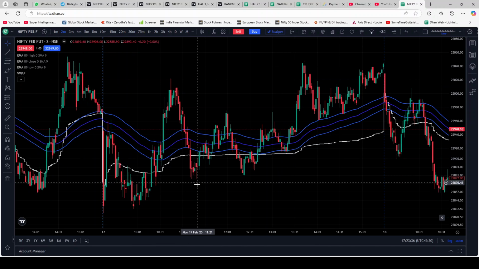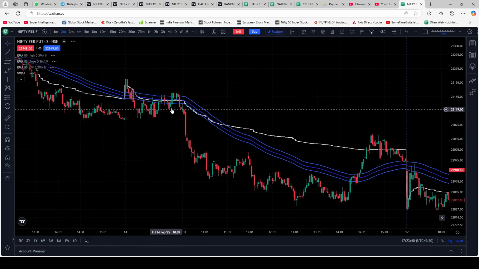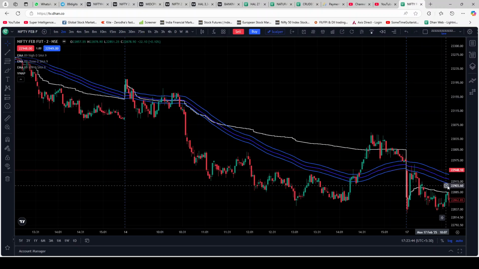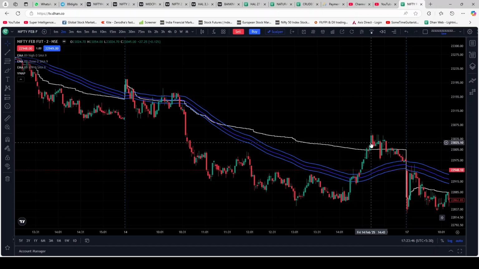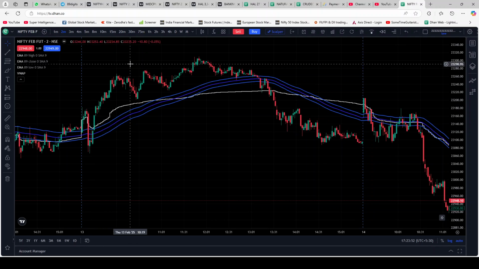Here again it shoots up. When it goes below, it shoots down. See over here, it's below all the three, and below VWAP there's a big fall. Here it is close to the day end, so not worth discussing. Here you see it's above all the three moving averages, and above VWAP it goes up.